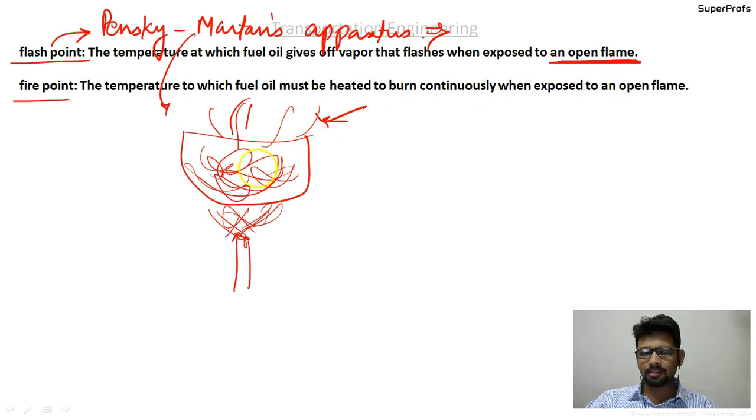So again, same is the thing, but what you do is go on heating the bitumen, and there will be some vapors coming out. You again expose it to an open flame, and if these vapors burn continuously, then it is called the fire point. The apparatus used is the Pensky-Martens apparatus.